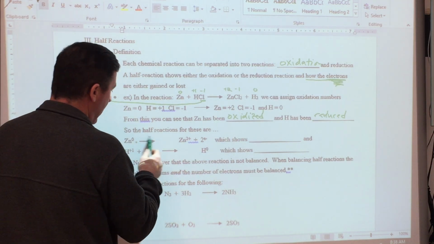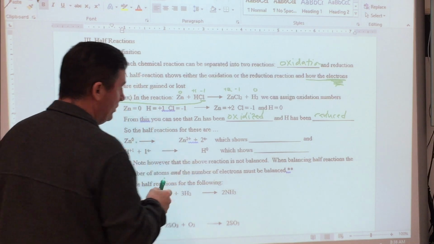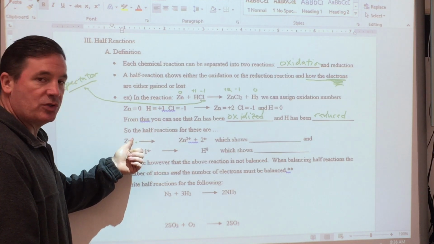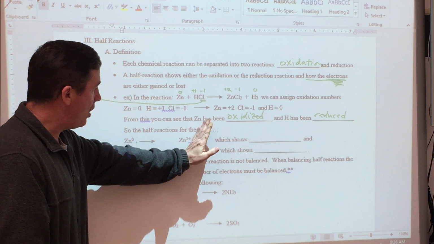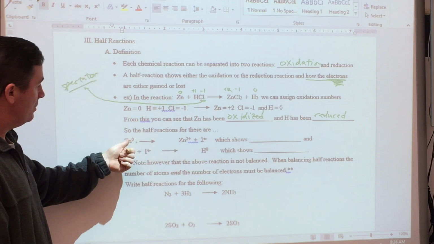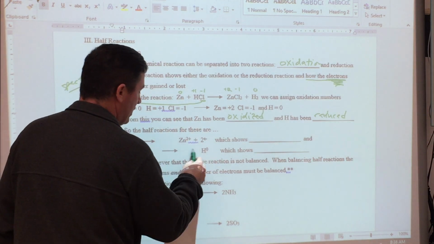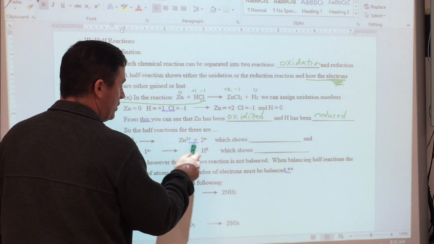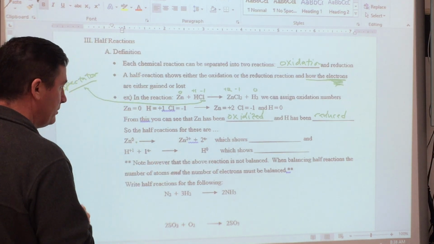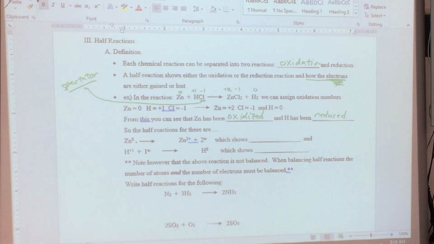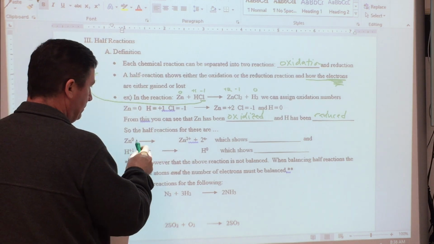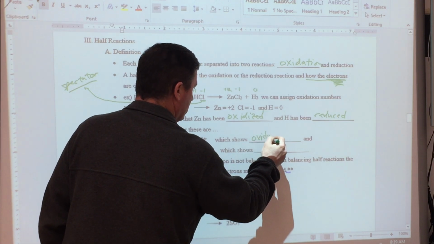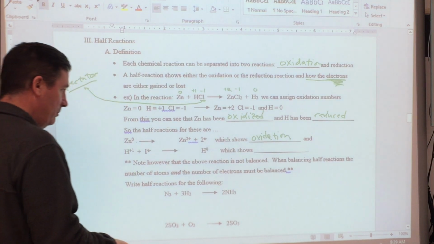And in order for me to have a balanced electrical charge, I've got 0 charge over here, I've got a positive 2 charge here, I have to balance that out. So in order for me to get a 0 over here, I put 2 electrons on the product side. So a positive 2 and a negative 2 equals 0. Okay? Positive 2, negative 2. So it has lost these electrons, and therefore this is the oxidation half.